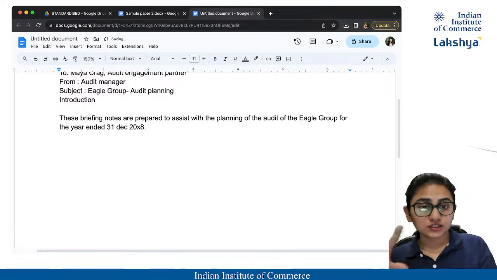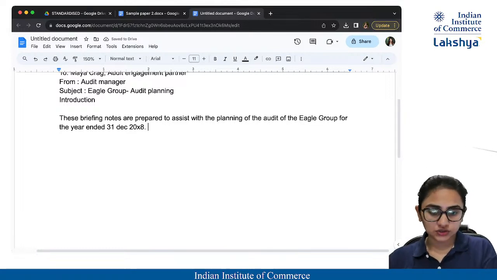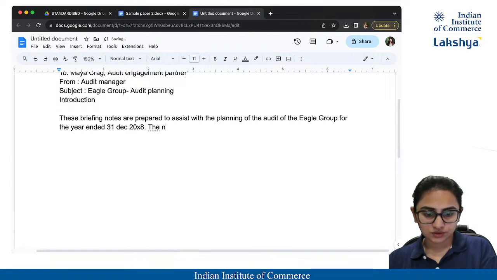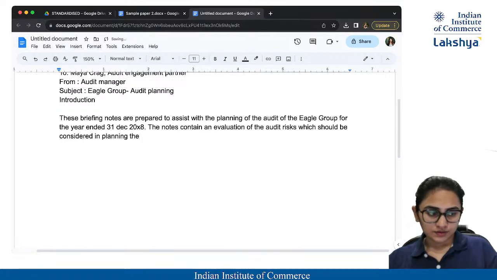You have to give an introduction in your email. So this is that introduction. So the notes contain an evaluation of the audit risks which should be considered in planning the group audit.